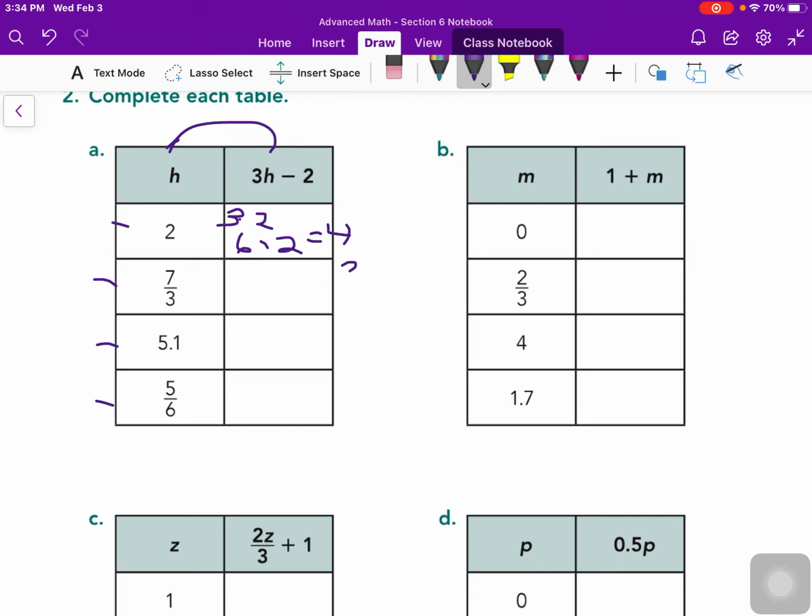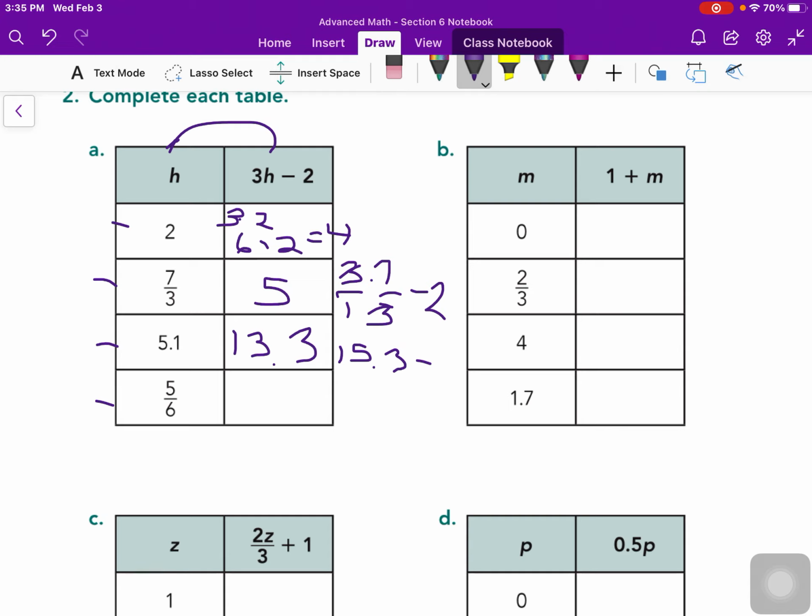If we did 7/3 for h, that's like saying 3 times 7/3 minus 2. Well, I can simplify these, and I'm just left with 7 minus 2, and that equals 5. And if I do 5.1 in for h, I can use my calculator on these, I can take 5.1 times 3 and get 15.3 minus 2 is 13.3 as the missing value.